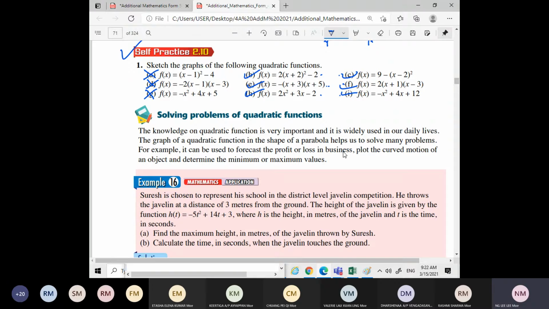Okay, so next, solve problem. You see, always these quadratic functions, we will deal with the maximum and minimum. Because the curve, smiling face or the sad face, we have a maximum or the minimum value. So we look at these questions.